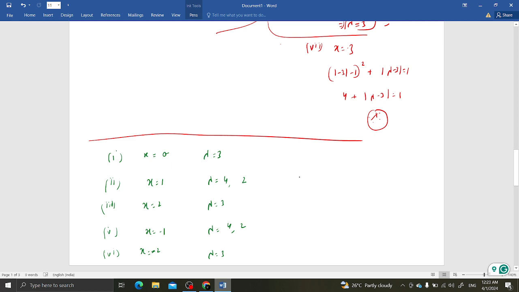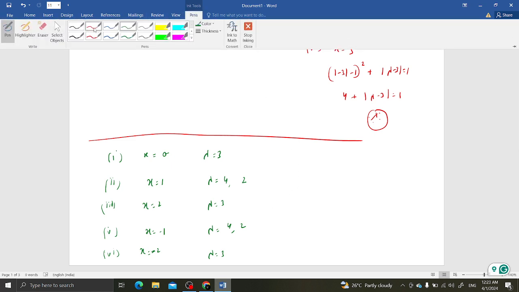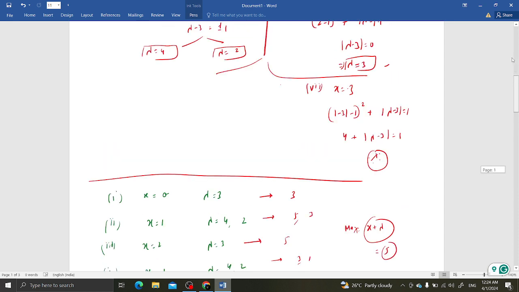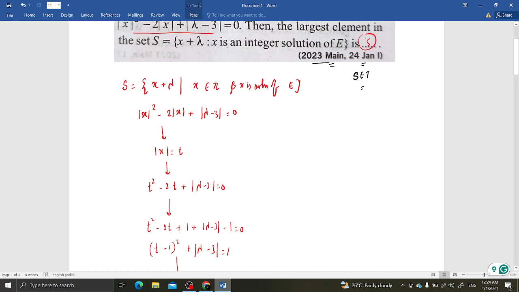So here how many solutions do we get? First of all I will complete the solution of what they actually ask. X plus lambda value: from here 3, from here we got 5 and 3, and from here 5, from here we get 4 minus 1 is 3 and 2 minus 1 is 1, and from here we get 5. So the maximum value of x plus lambda is 5. So the answer to this question is 5.